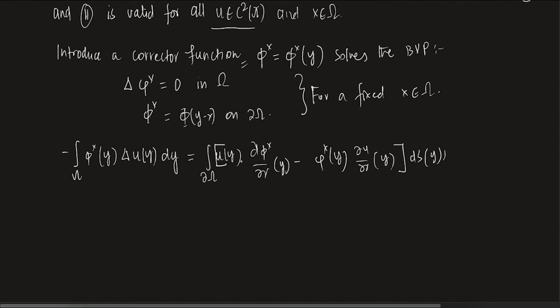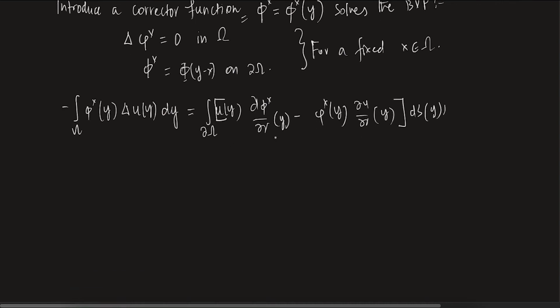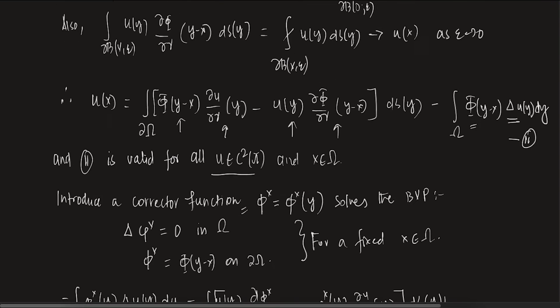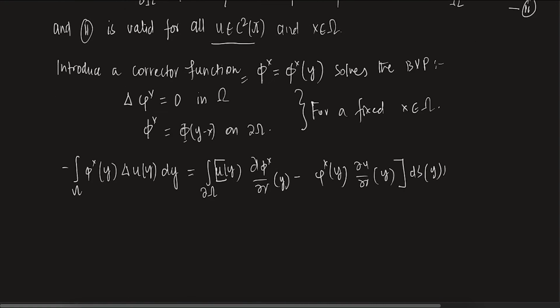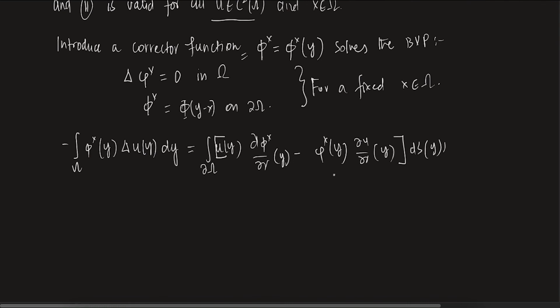Basically, I'm just using integration by parts to write this. I hope you understand where this is coming from. This is just whatever we did earlier, the same integration by parts, just this formula. The Laplacian of phi_x is 0, so I'm not writing that part, and everything else is the same. Of course, I'm using that formula not for that function, but for this function phi_x and u.